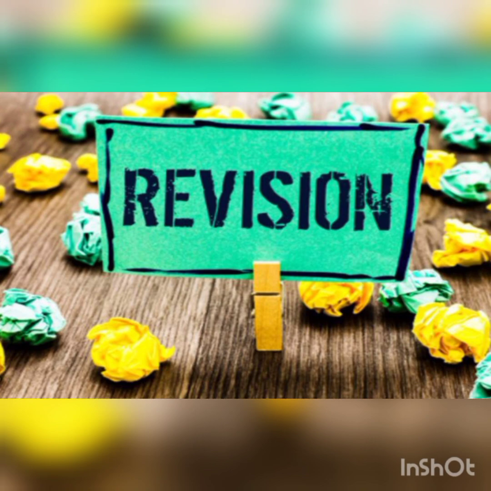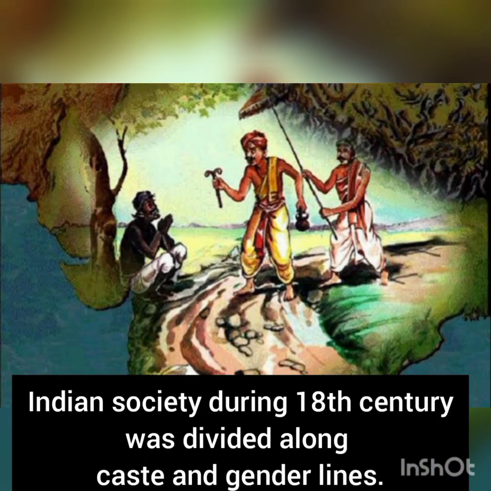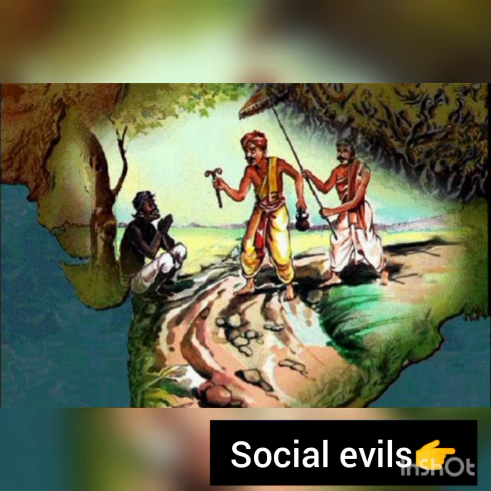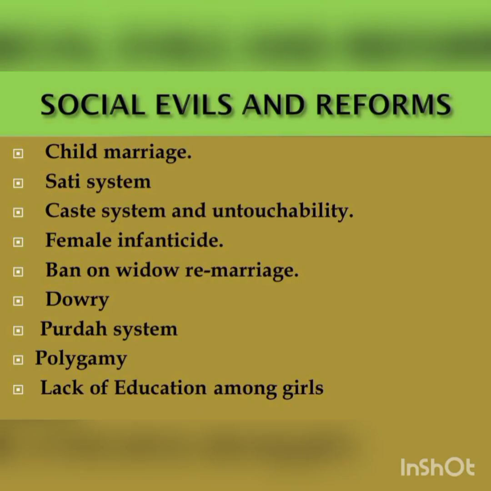Okay. So students, Indian society during the 18th century was divided along gender and caste lines. At that time, children, there were various socio-religious evils that existed. For example, child marriage, the sati system, caste system and untouchability. There was a ban on widow remarriage, and there were dowry and parda system, polygamy and lack of education among girls.